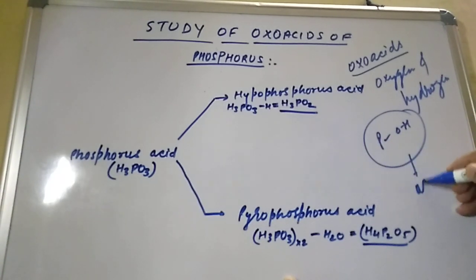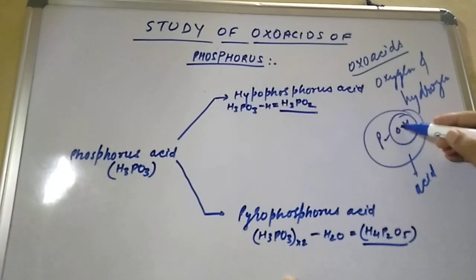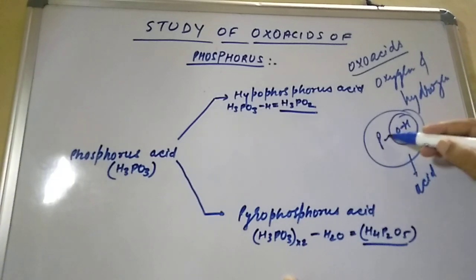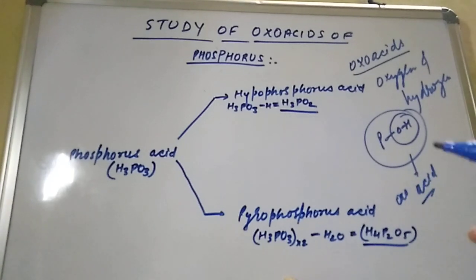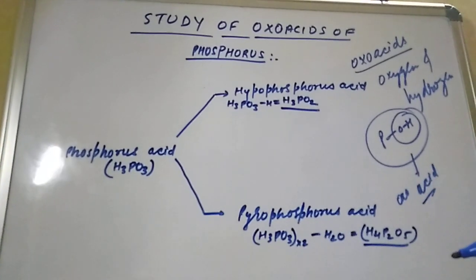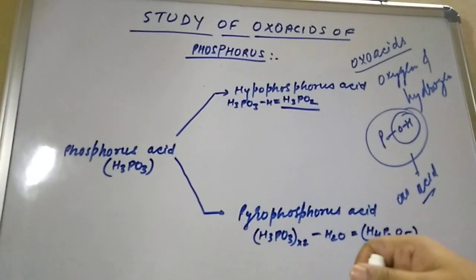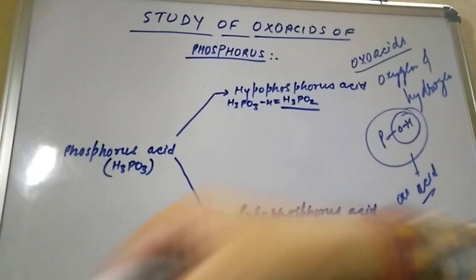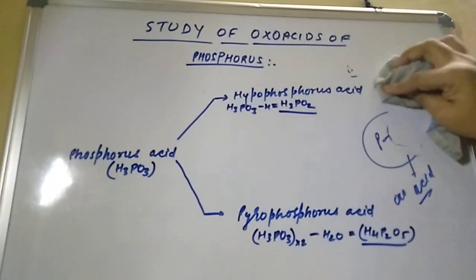That is an acidic structure. If any phosphorus compound has an OH bond, and that oxygen is attached to phosphorus, it is known as an oxoacid. Please don't get confused: oxo means oxygen, so oxoacid means oxygen-containing acid. Very simple.